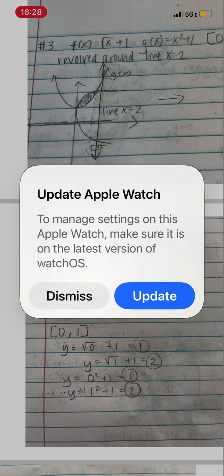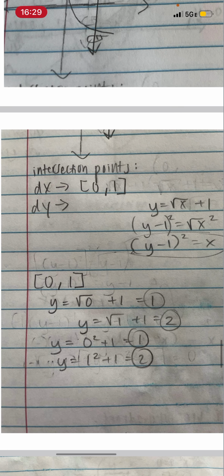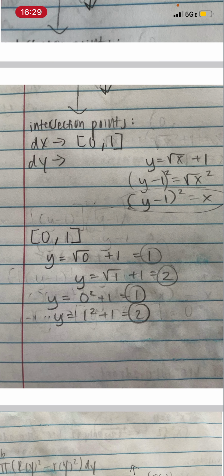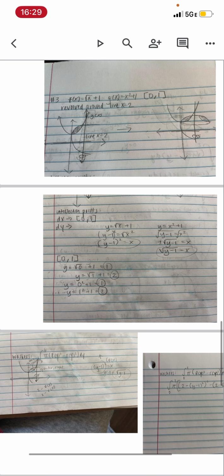So to find the range, we can just take those f of x, g of x functions in terms of x and plug in the 0 to 1 interval that they gave us and find the y. So we have the math for that over here. So our range for y is from 1 to 2. So that is the range in terms of y.